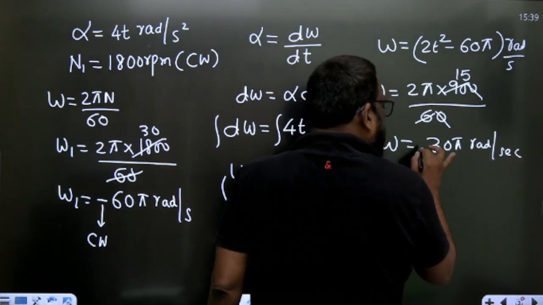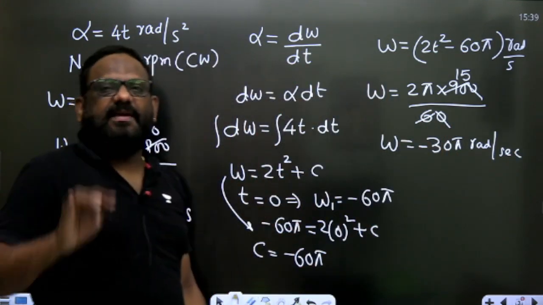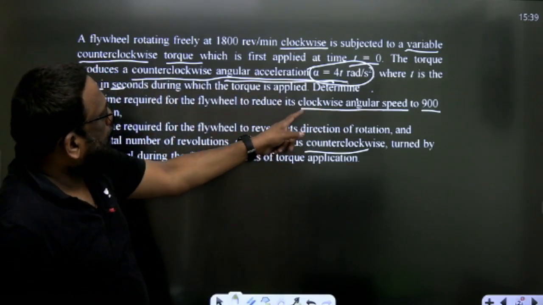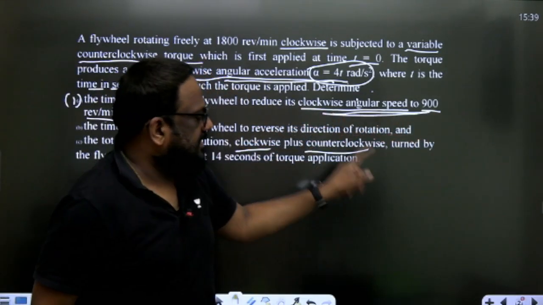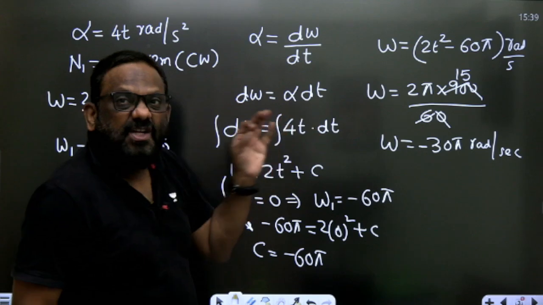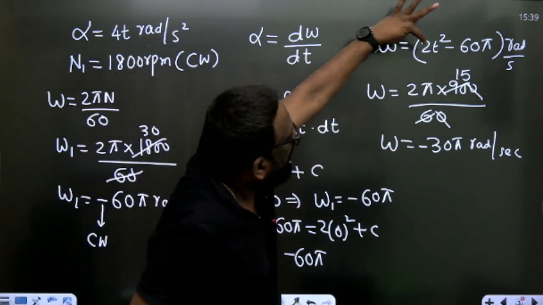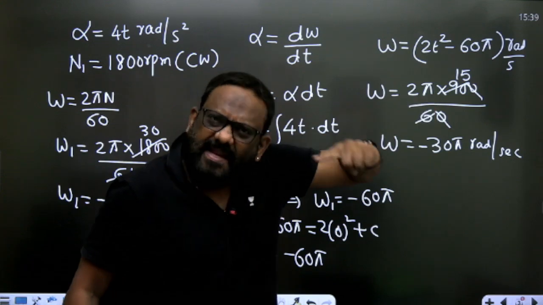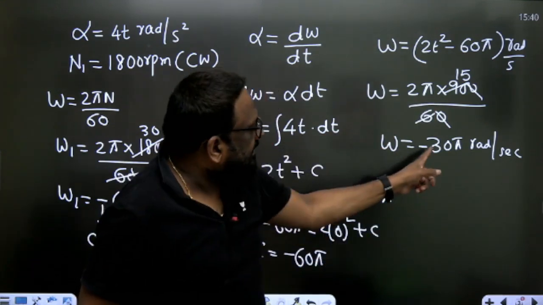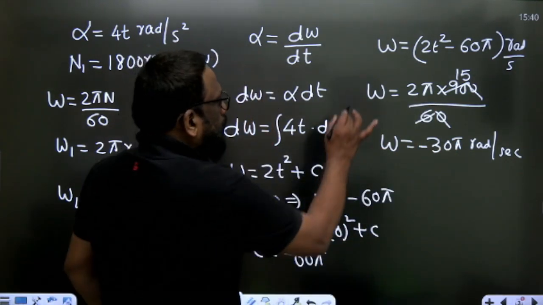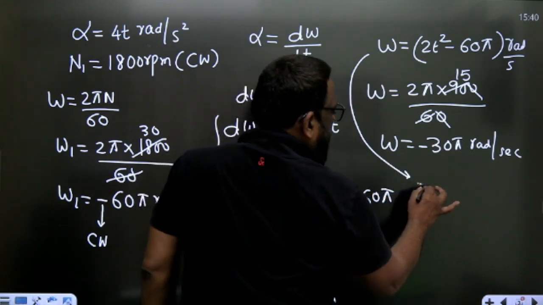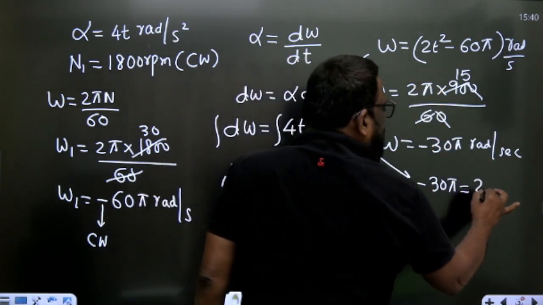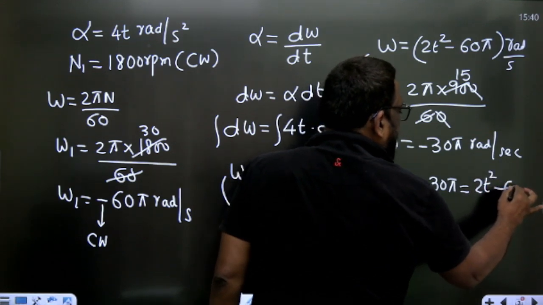But please note down that it should be minus. What is the reason for taking minus? Because you just see the question, it is clockwise 900. So we are trying to find out at what time the speed is 900 RPM. But 900 RPM is nothing but 30 pi radian per second. Put the value here. So omega is minus 30 pi, so minus 30 pi equals 2t square minus 60 pi.